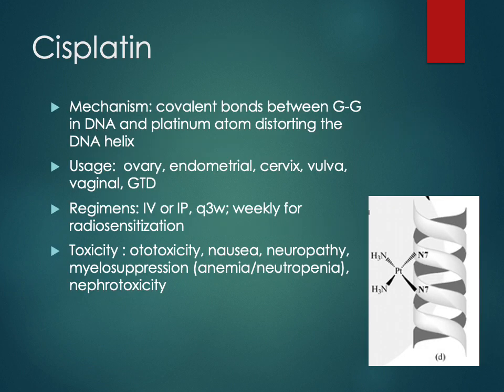Speaking of cisplatin, this is another alkylating agent similar to carboplatin. It makes covalent bonds between the guanine residues in DNA and the platinum atom, so it distorts the DNA helix. It puts about a 20-degree or so bend in the helix and prevents replication by breaking the DNA. We use it in a lot of different GYN cancers. Regimens can usually be given IV, although it can be used intraperitoneally as well.